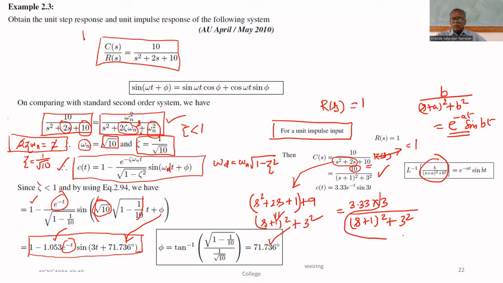So for this part, we can find the response. Instead of S, S plus 1 is there. Therefore, if you take Laplace inverse, what will you get? E power minus t sin 3t you will get. Therefore, 3.3 is there. So the response is C of t equal to 3.3 e power minus t sin 3t. That's all. So we obtained the unit step and unit impulse response. We obtained both.